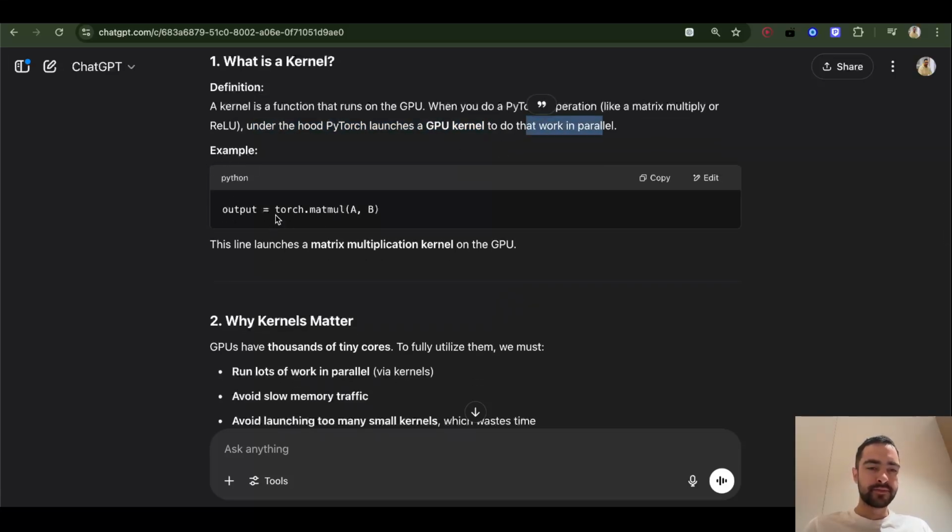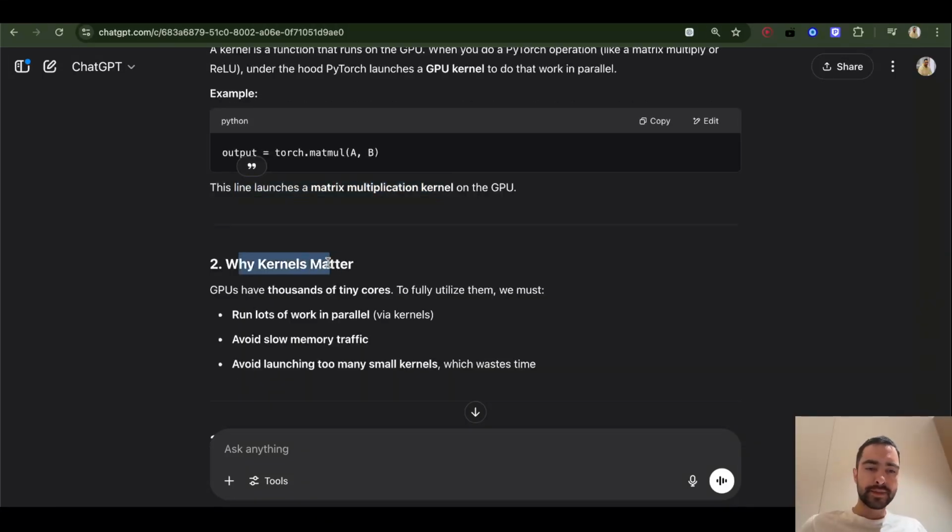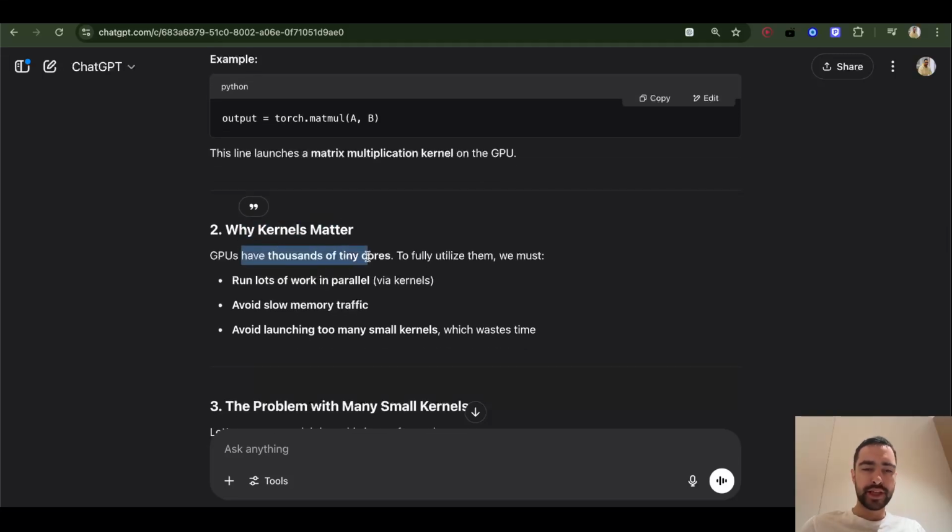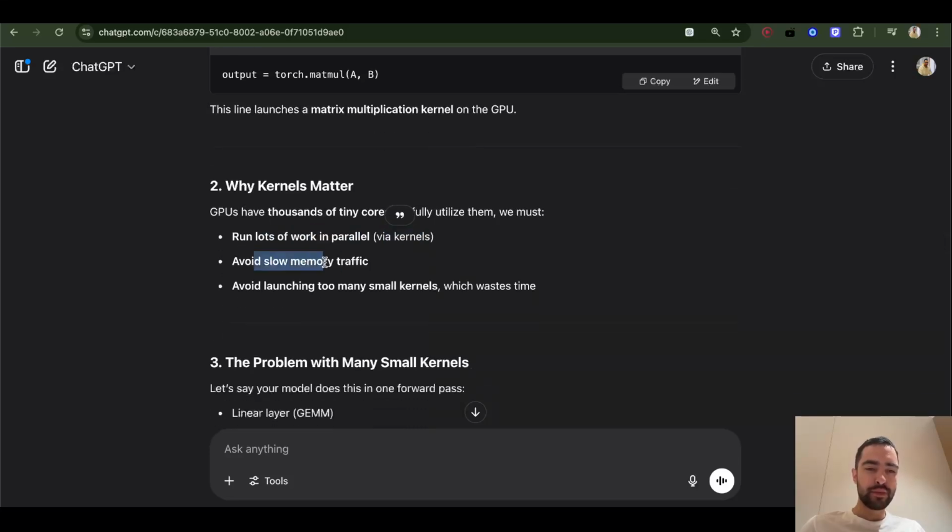For example, torch.matmul of A and B matrices, and we get the output. This line launches a matrix multiplication kernel on the GPU. Why do kernels matter? GPUs have thousands of tiny cores. To fully utilize them, we must run lots of work in parallel via kernels. Avoid slow memory traffic, because we need to push data between those kernels within the GPU, between different kinds of processing units. Avoid launching too many small kernels, which wastes time.